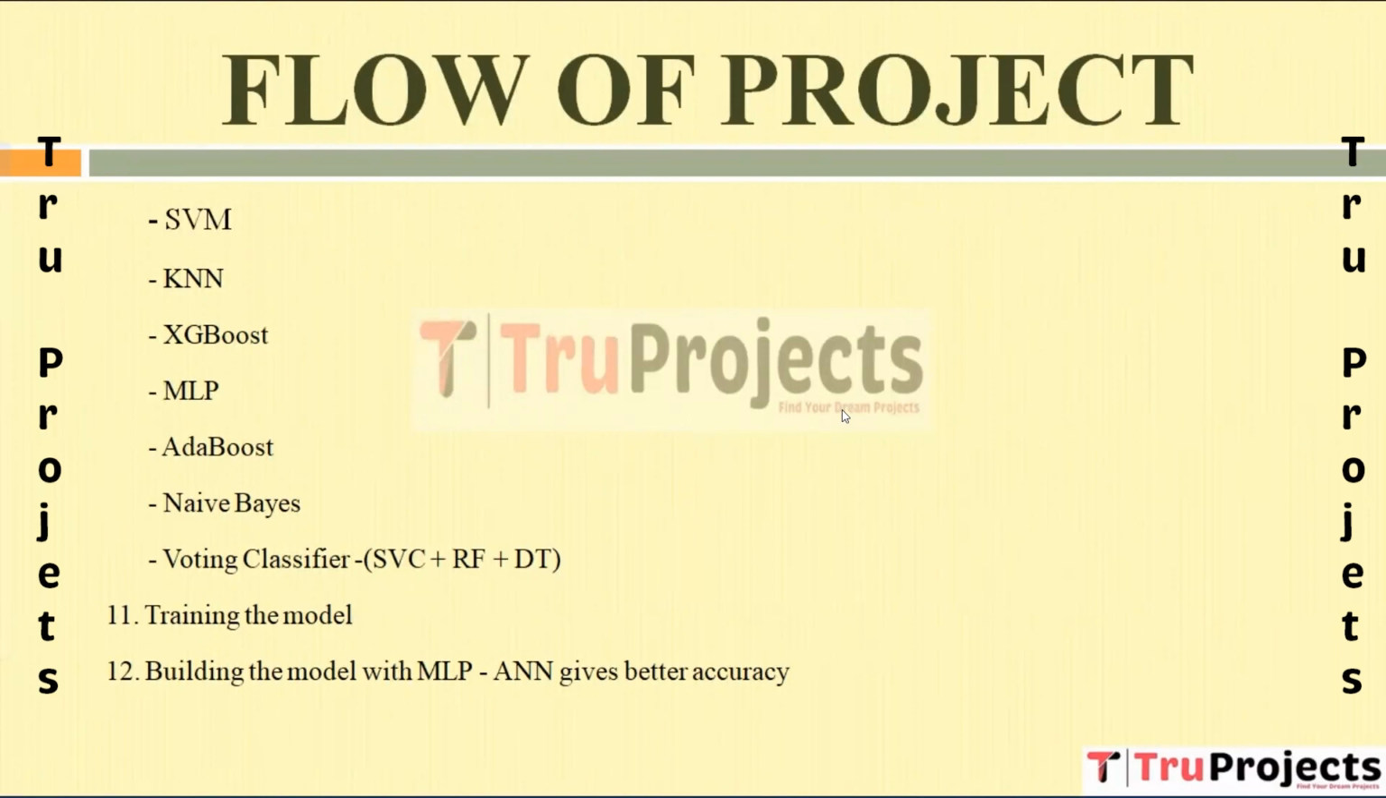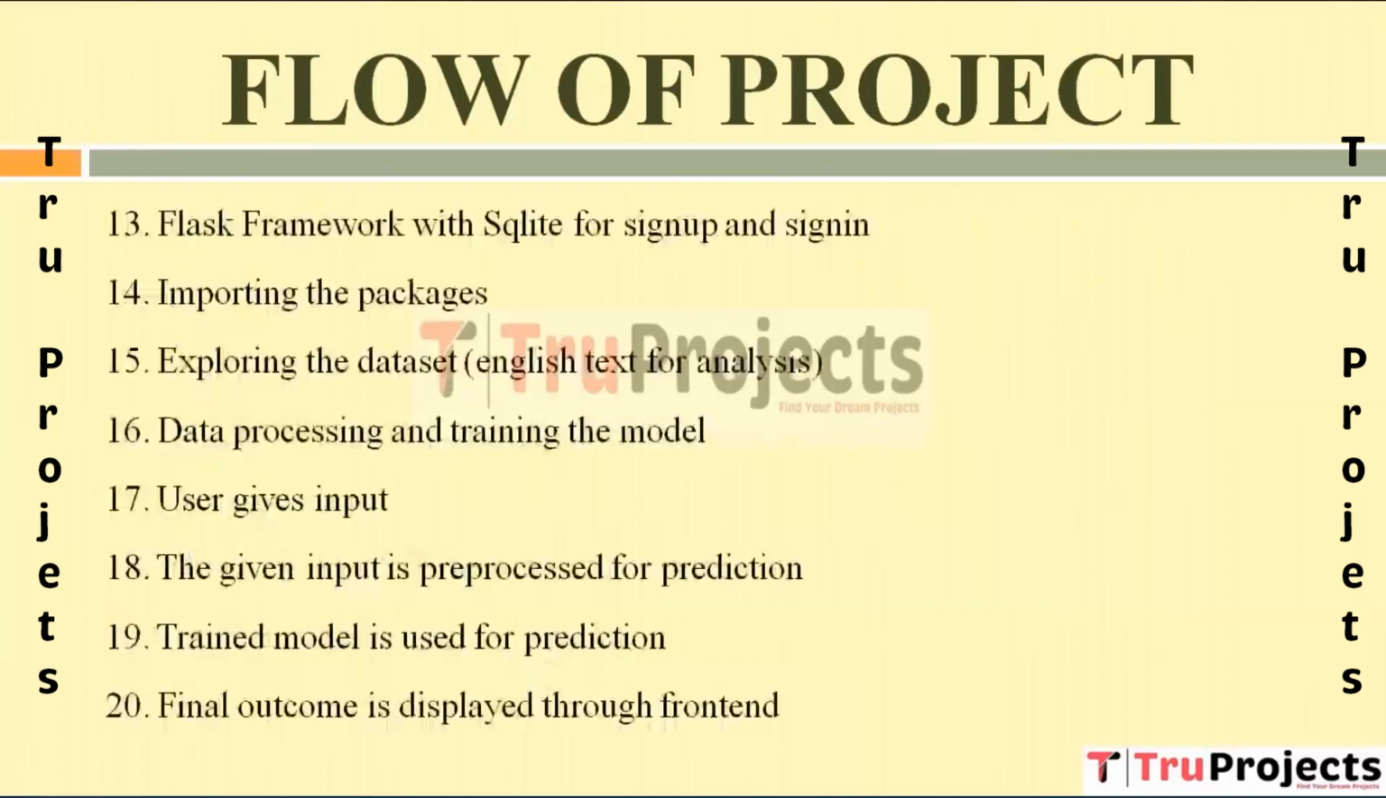Next we have building the model with MLP. ANN gives better accuracy. A specific emphasis is placed on training a model using a multi-layer perceptron, that is MLP, which is a type of artificial neural network, that is ANN, known for its ability to capture complex patterns. The mention of improved accuracy suggests a focus on model performance.